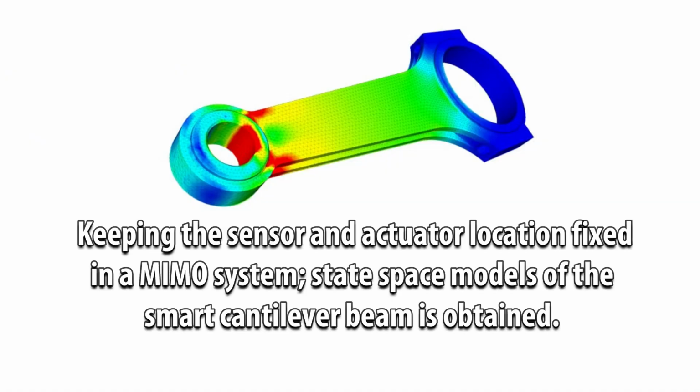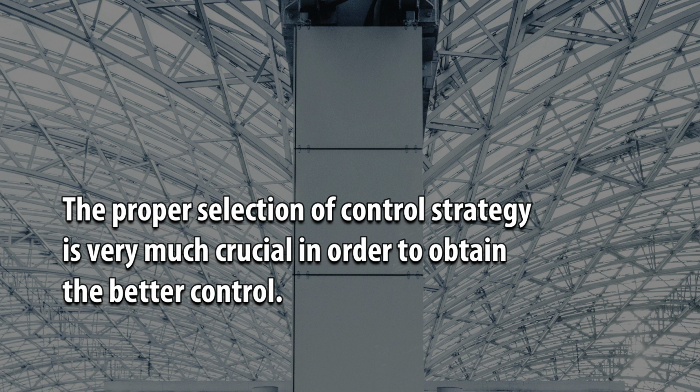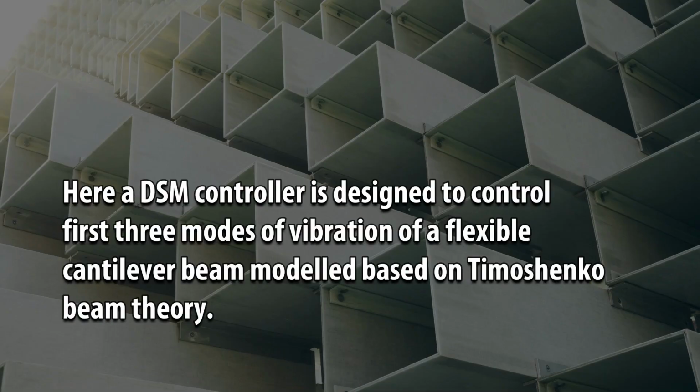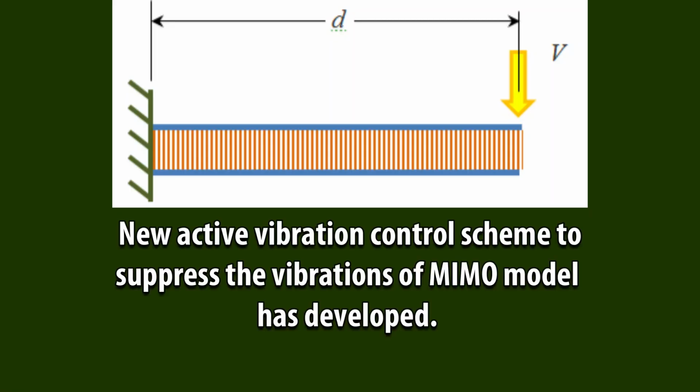Keeping the sensor and actuator location fixed in a MIMO system, state space models of the smart cantilever beam are obtained. The proper selection of control strategy is very much crucial in order to obtain better control. Here a DSM controller is designed to control the first three modes of vibration of a flexible cantilever beam modeled based on Timoshenko beam theory. A new active vibration control scheme to suppress the vibrations of the MIMO model has been developed.